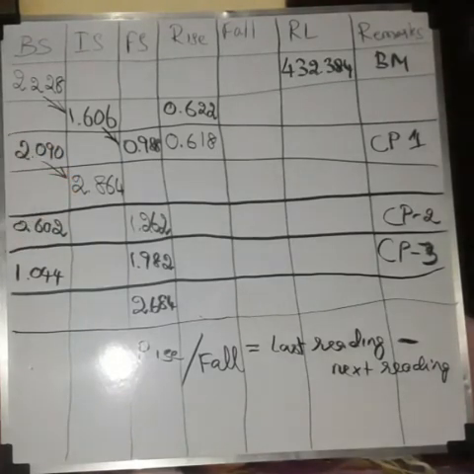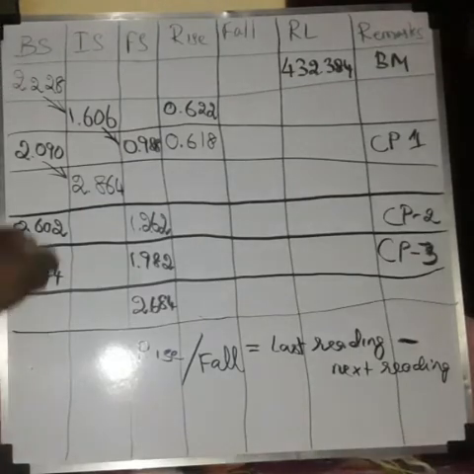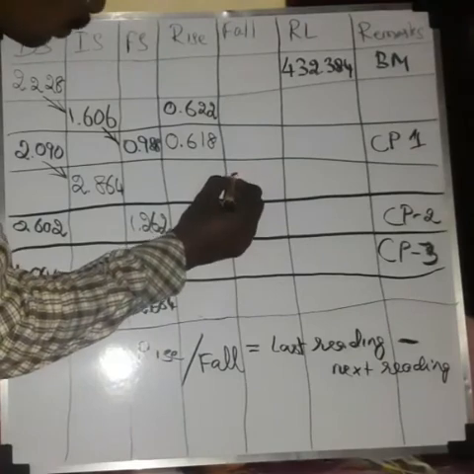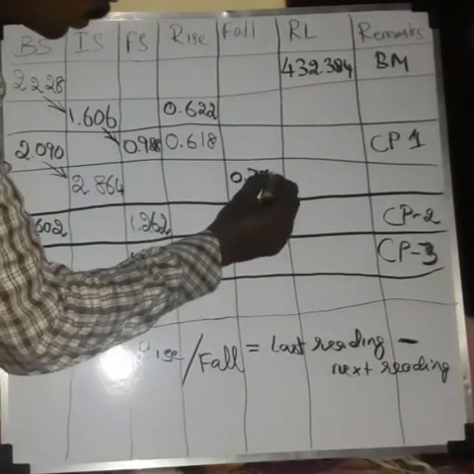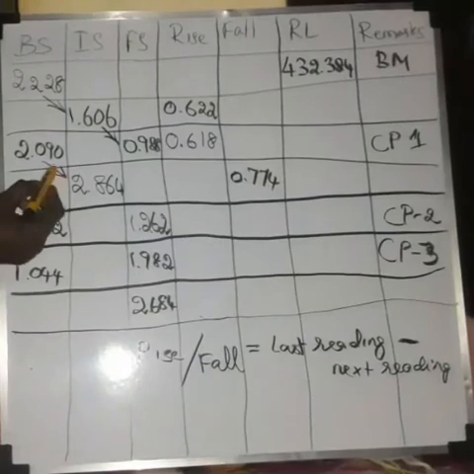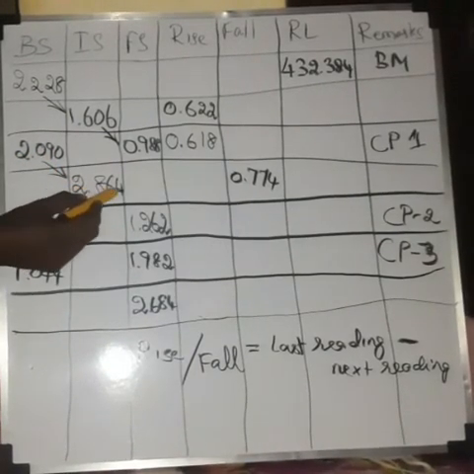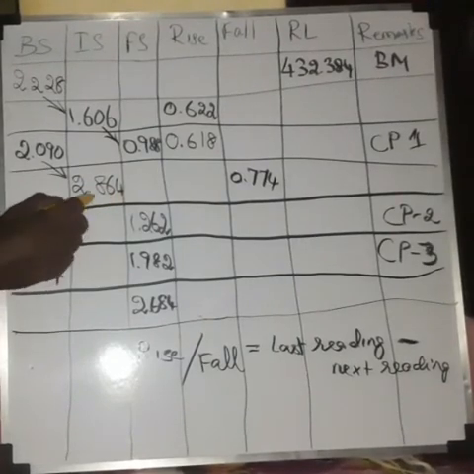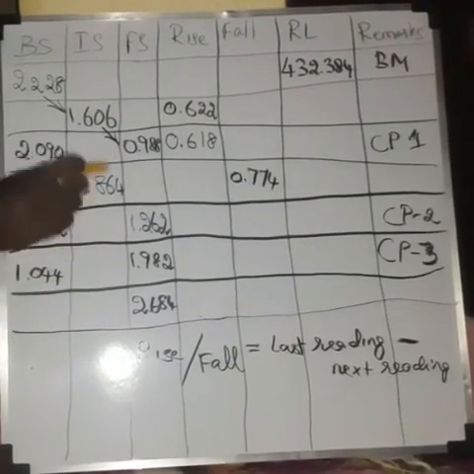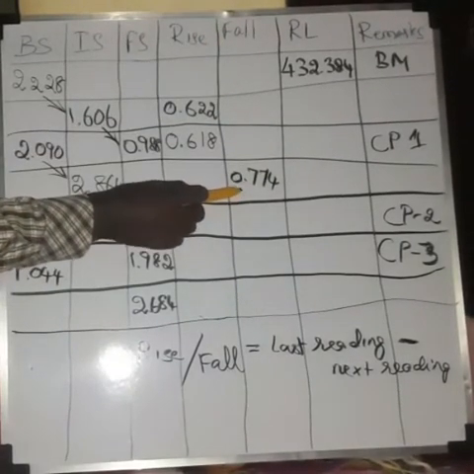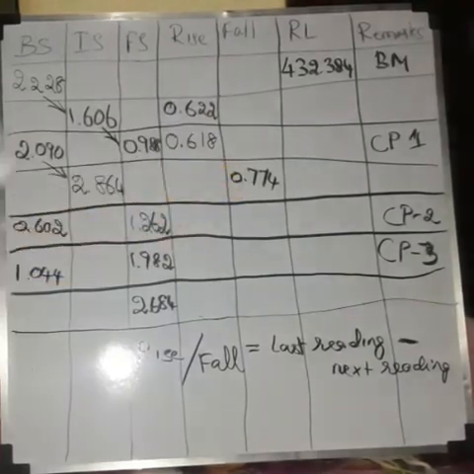2.090 minus 2.864. The difference is negative, so I can write the value in the fall column: minus 0.774. The difference is 2.090 minus 2.864, which is equal to minus 0.774. The value is negative, so I wrote the value in the fall column.